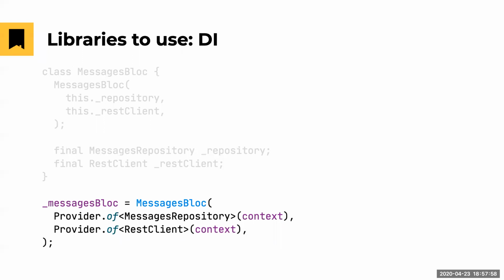And actually, thanks to Dart's type inference system, that code can be made even shorter. As the compiler already knows what types are expected in the constructor, we can omit generic type declarations. Just keep in mind that this code can look rather confusing, so it's up to your team to decide whether you want to use this functionality.